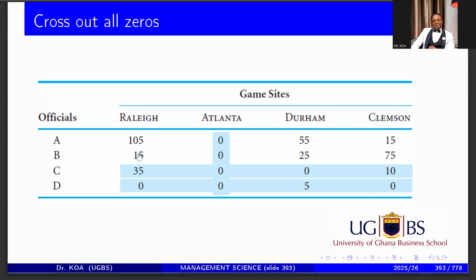So you have 15 here, and then you have 15 here. Those are the lowest. So you take that 15 here, you subtract it from 15. Now you add it to the 0 here, you add it to the 0 here, you subtract it from 75. You get 60. You subtract the 15 from 55. You get 30. You subtract the 15 from 25. You get 10. You subtract the 15 from 105. You get 90. You subtract the 15 from, what do you call it? From 15, you get 0. And then you keep going.